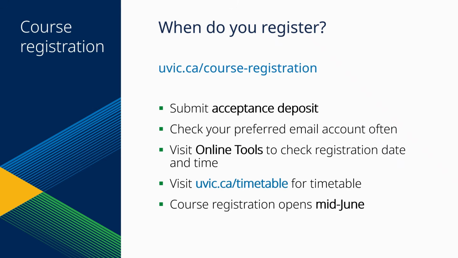To receive a registration date, you need to submit your acceptance deposit if you haven't already. You'll receive an email to your preferred account once you have been assigned a registration date and time. This usually happens in the first week of June. Go to your Online Tools to check registration date and time. The course timetable available at uvic.ca/timetable and course registration will open in mid-June. Be sure to keep an eye out for the email with your assigned registration date and time.